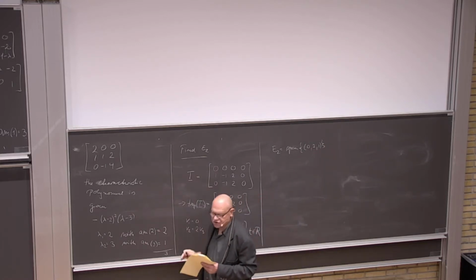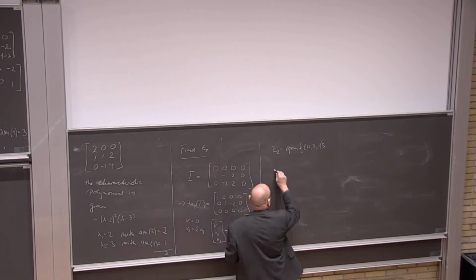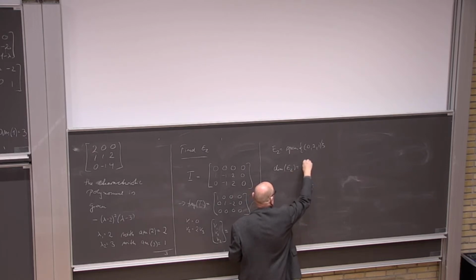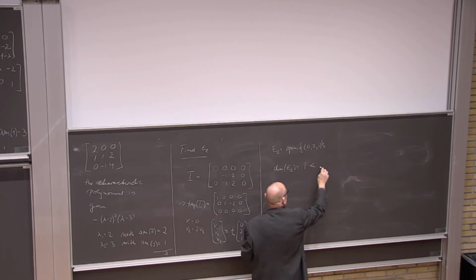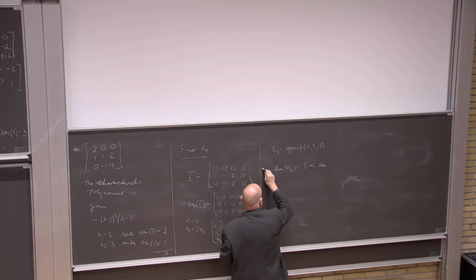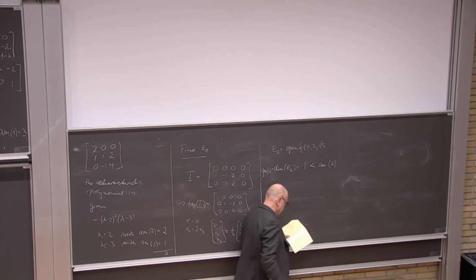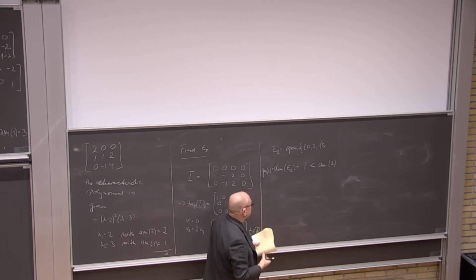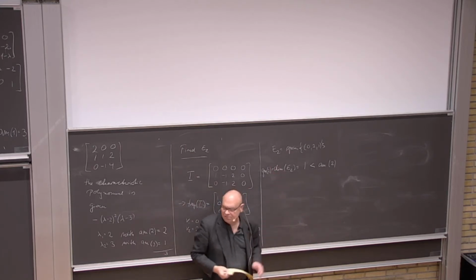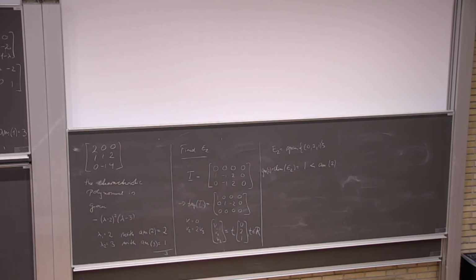So the dimension of the eigenspace, the dimension of E2, is equal to 1. This is the geometric multiplicity of 2, and it is less than the algebraic multiplicity of 2. This means that this matrix cannot be diagonalized.